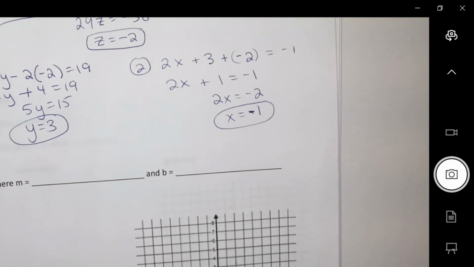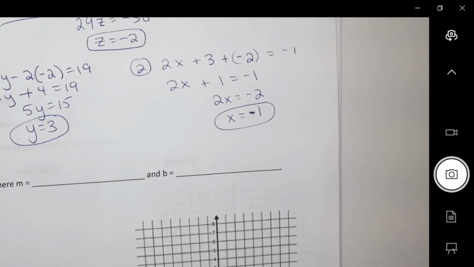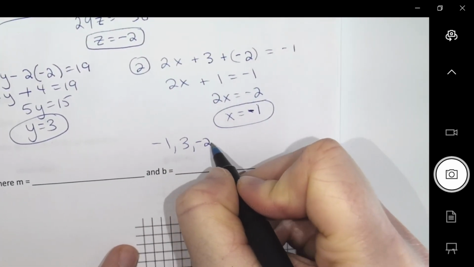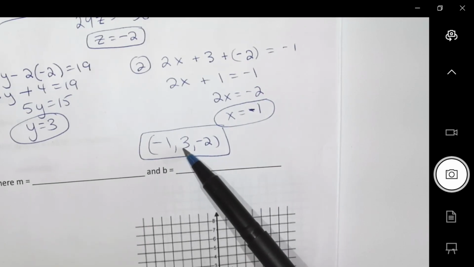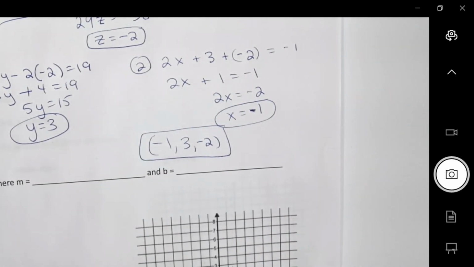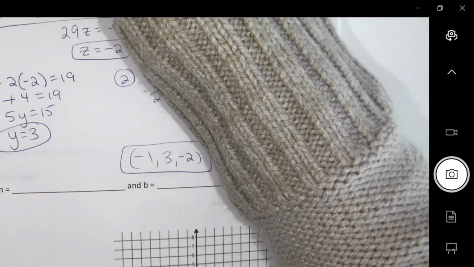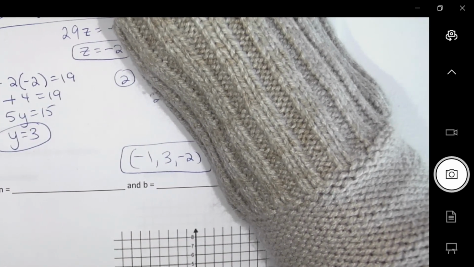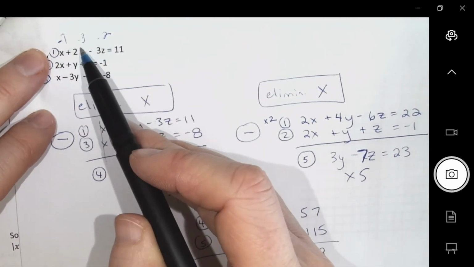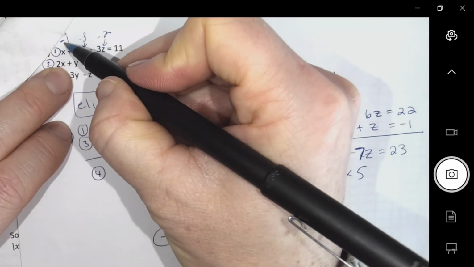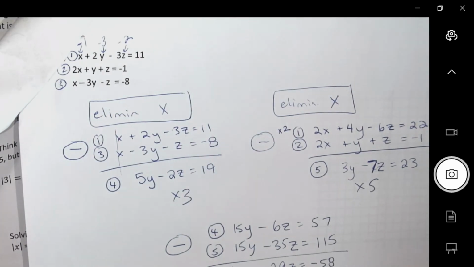You can always check your answer, because if you plug these numbers into any of the 3 equations, they all should work out. So this is me writing my answer in the coordinate x, comma y, comma z. Okay, so like I said, you can check your answer. If you plug these numbers into any equation, does your answer also match for equation 1?